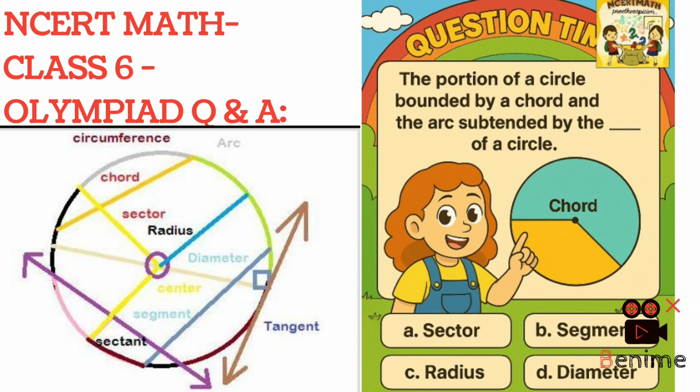There is also an arc length, which is nothing but the curved distance between 2 points in a section of the curve of a circle. These are all the particular terms involved in this question. They are asking for the portion of the circle bounded by a chord and the arc subtended by dash of the circle. The area which is being subtended from the circle is said to be a segment.